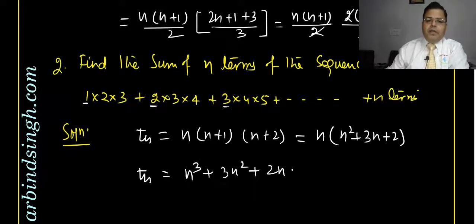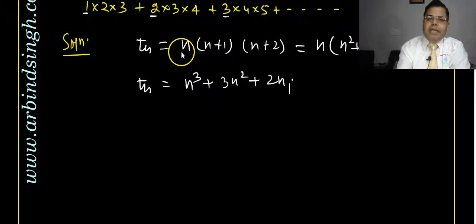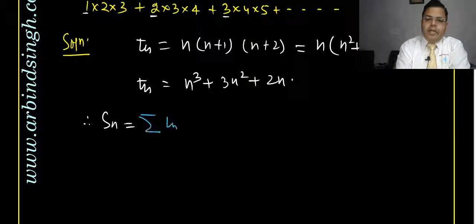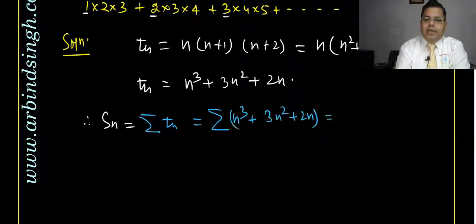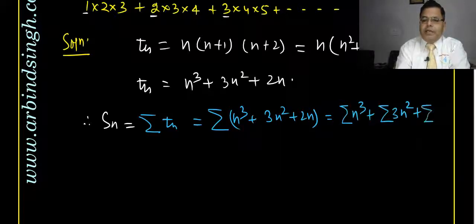This is Tn. Now, to find the sum, Sn is equal to sigma Tn. And sigma Tn is sigma n cube plus 3n square plus 2n. That can be written as sigma n cube plus sigma 3n square plus sigma 2n. Constants can be taken out because n is the only variable. So here this will be sigma n cube, isn't it?